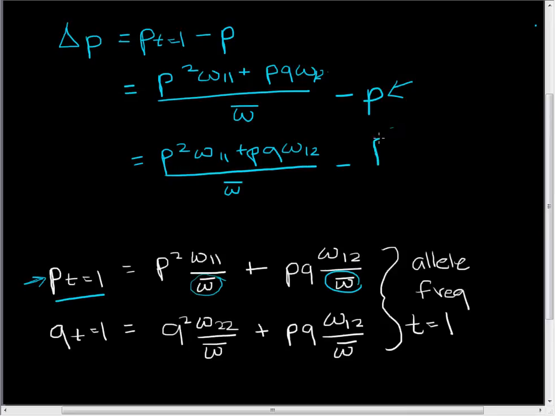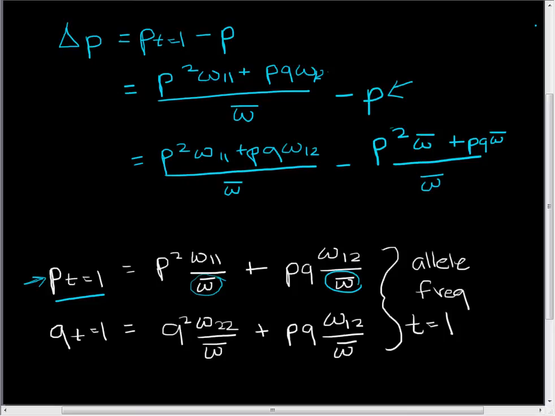Now we're going to change this P term into our older P term. In this case, that's going to be P squared. And now we're going to just add in this term here times the average fitness. That's just so we can get the same denominator everywhere. So our P is going to be P squared plus PQ. So now you have P squared times average fitness plus PQ times average fitness, all divided by average fitness.